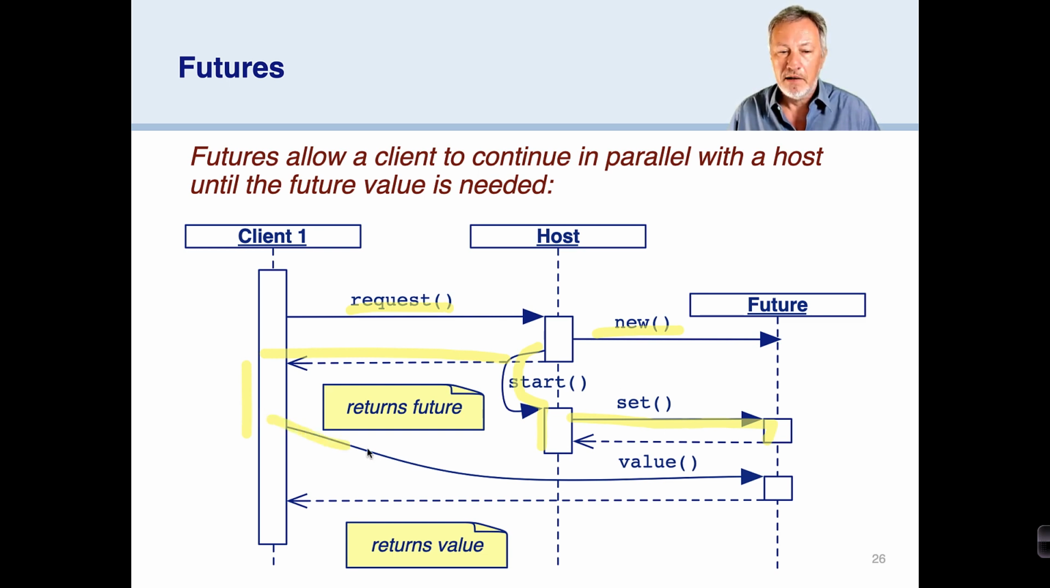The client at some point asks for the value. If the value is not there, then the client will block and wait. So if the client here starts asking before the host has actually produced the value, then it will wait until that point in time when the future is available, and then it will return and continue executing. Notice the asynchrony occurs in between the time that the client obtains the future and the point in time when the client wants the result of the future.